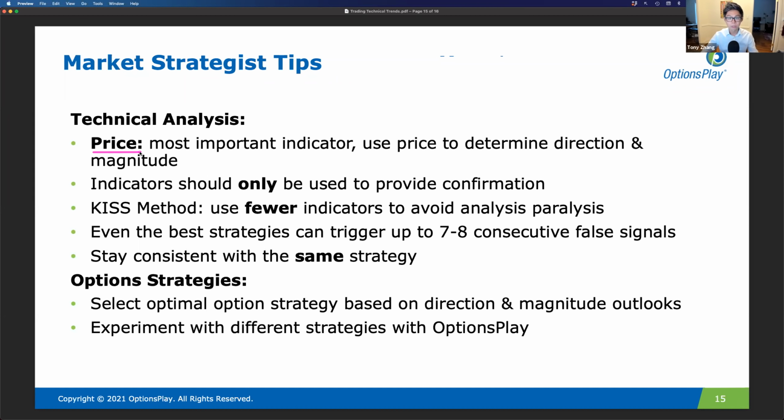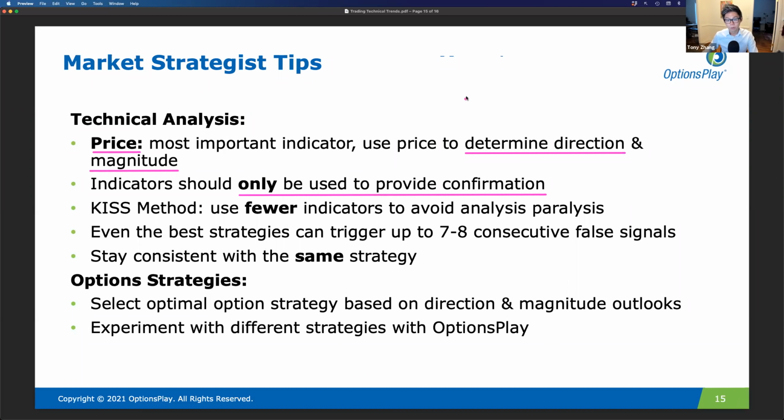Looking at support and resistance levels, understanding where the stock is currently trading, if it's breaking out above a trend, breaking below a trend, that's far more important than anything else. And it's the only indicator that's going to help you determine both direction and magnitude. No technical indicator will really give you a sense for magnitude. Indicators should only be used to provide confirmation.